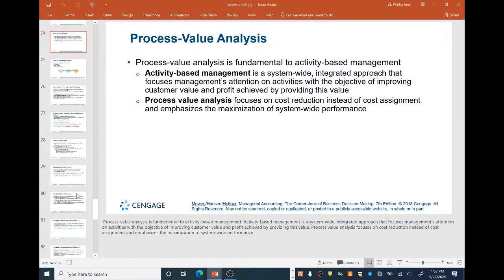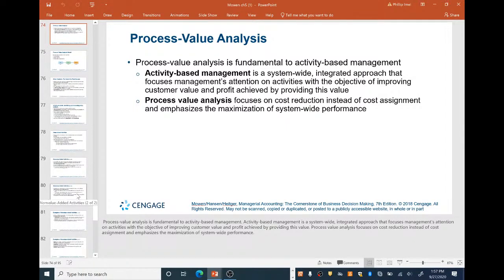Okay, let's talk real quick about process value analysis. So this is going to be fundamental to activity-based management, okay? So process value analysis is really important. Activity-based management is just a system-wide integrated approach, which pretty much just focuses management's attention on activities.